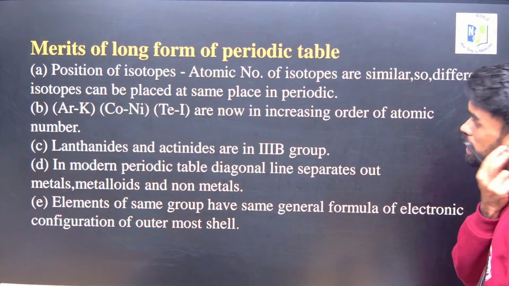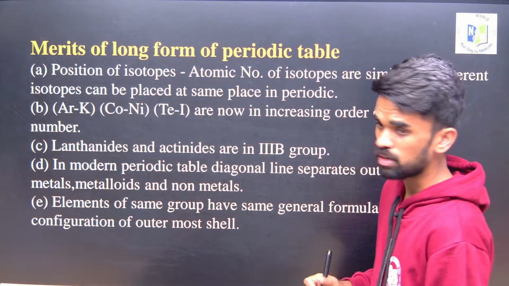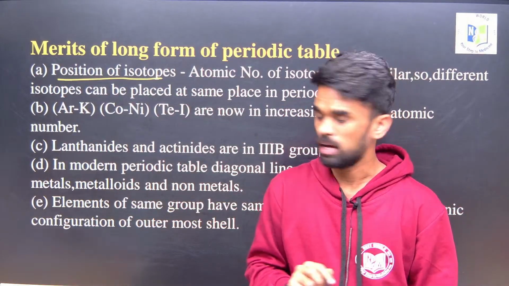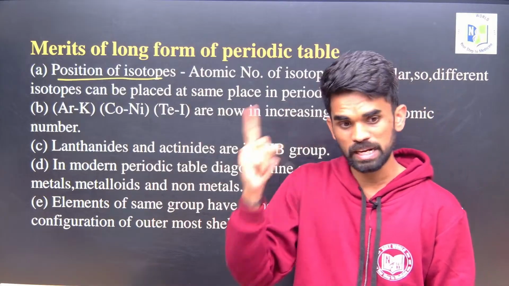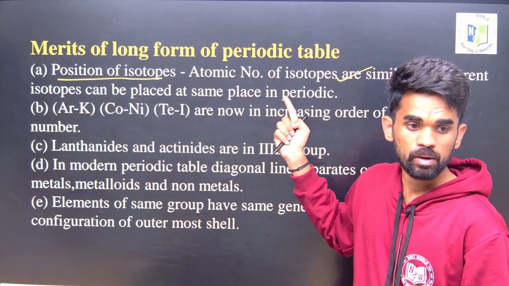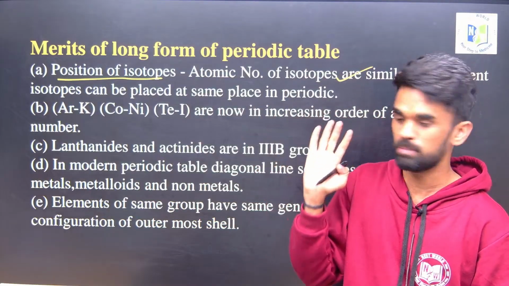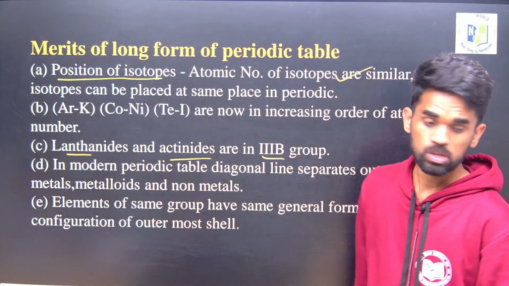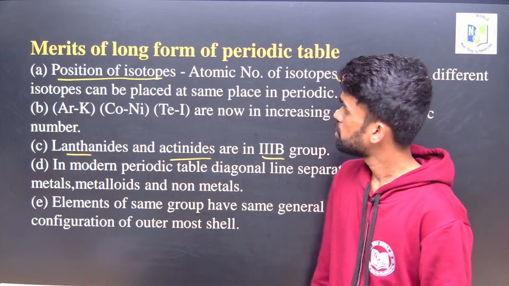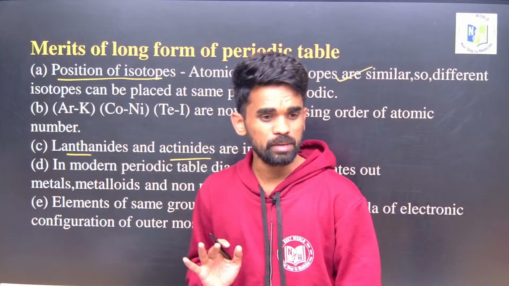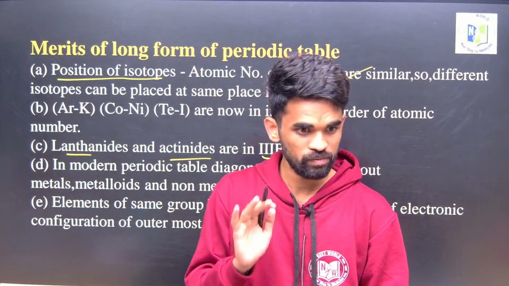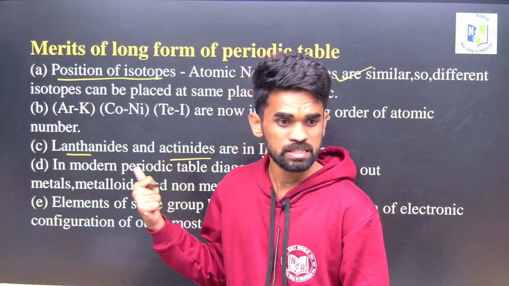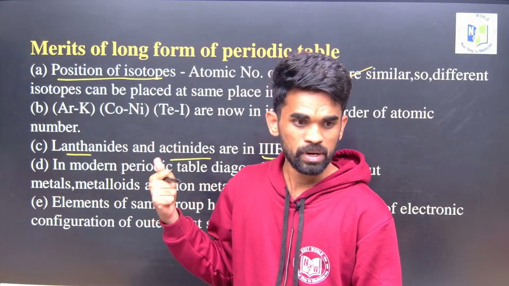So what are the merits of Henry Moseley's table? Position of isotopes, because isotopes have the same atomic number. Therefore this demerit of Mendeleev is cleared here by taking atomic number and not the mass number. Next, lanthanides and actinides are in the third group. All lanthanides and actinides are present in which group? Third group. Next, there is no anomalous pair now. Previously we had anomalous pairs, but there is nothing to study about anomalous pairs now, because they are purely based on atomic number, not on mass number.